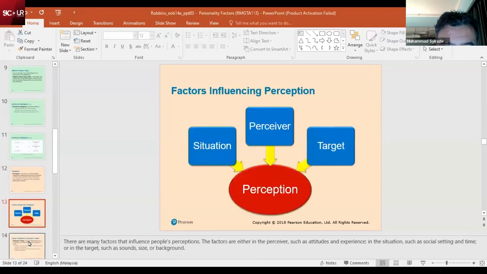These are the factors influencing perception: the situation, the perceiver who gives the perception, and the target. Target is the thing that you give perception of, and the situation is what happened during the incident.